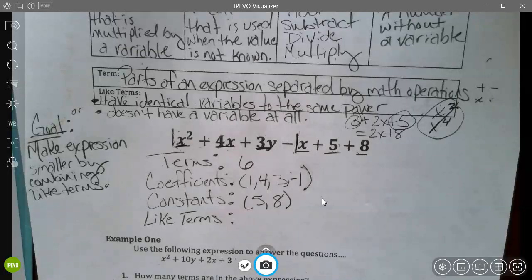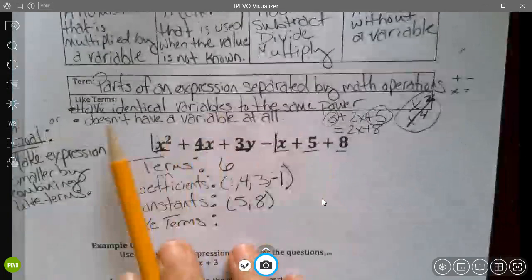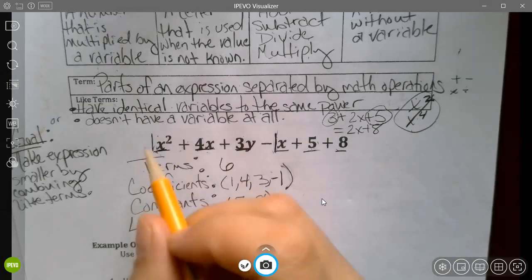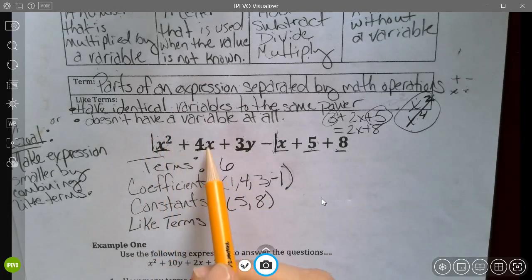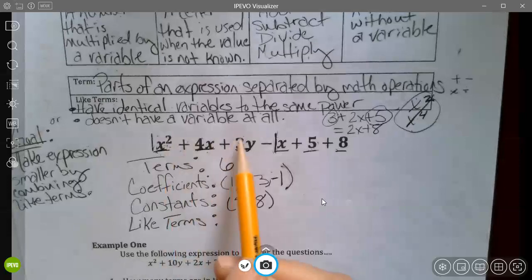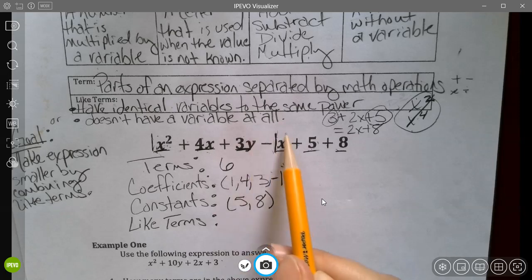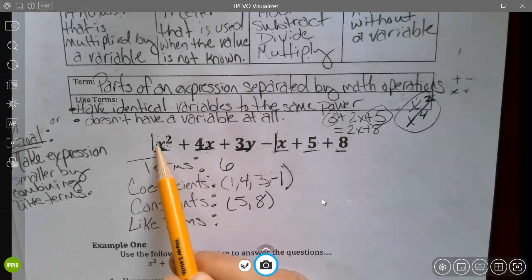And like terms. So let's look at our like terms. Like terms have to have identical variables and they have to be to the same power. So let's look at my first variable. I have an x squared. Well, here's an x, but is it squared? No. So these are not like terms. So I'm going to look for another x squared. That's a y. Nope. Same variable, x, but is it squared? Is it to the second power? Nope. So this term does not have a like term.